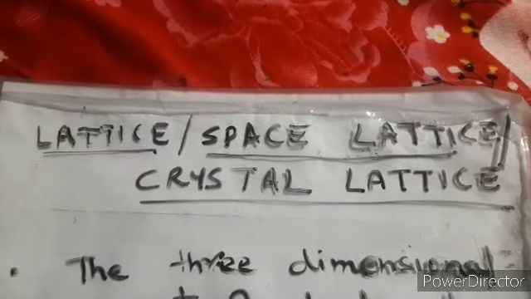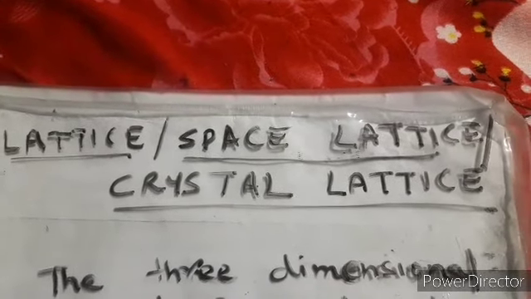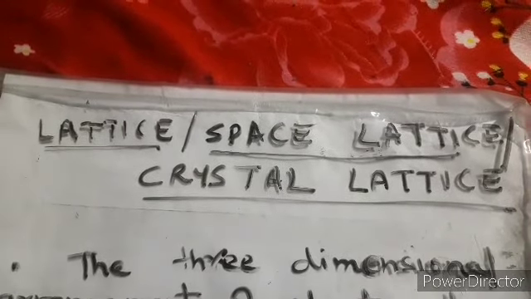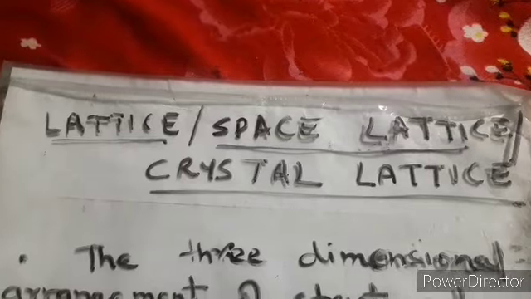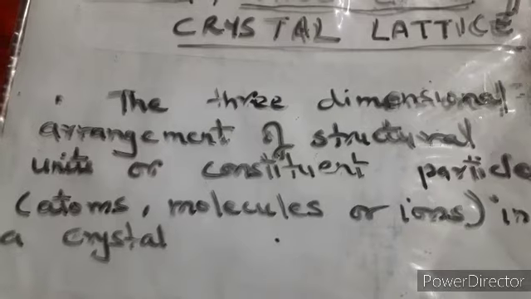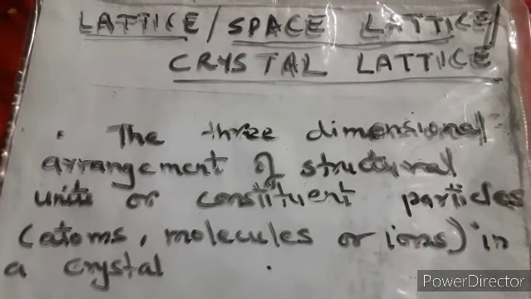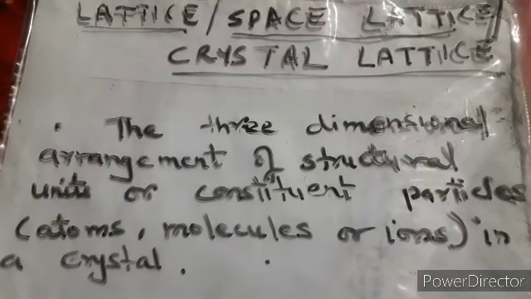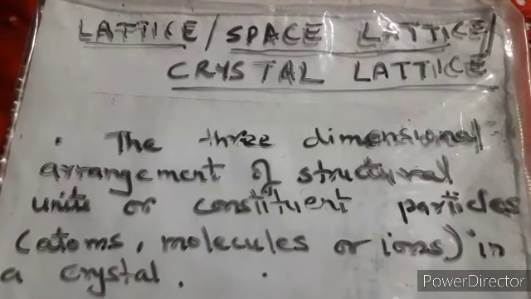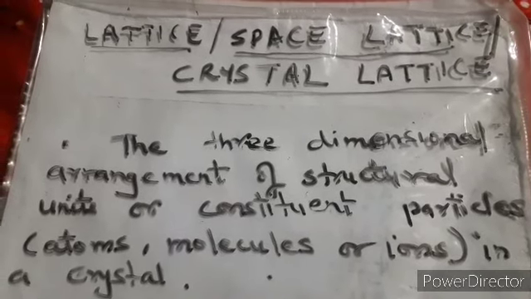Now we have to focus on the new topic, that is lattice, also known as space lattice and crystal lattice. So these three words are given to the same term. I have written the definition also. The three-dimensional arrangement of structural units or constituent particles like atoms, molecules, or ions in a crystal is known as lattice or space lattice. Now I think from the definition this concept is not clear to you because it's very new to you. So I'll show you an example, then we'll discuss this definition in detail.